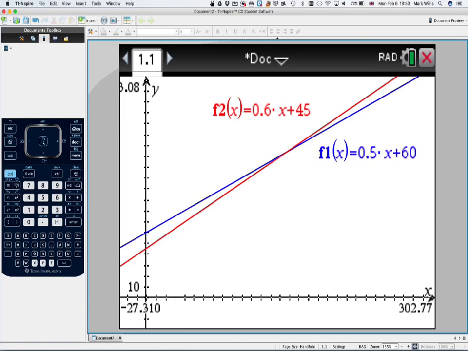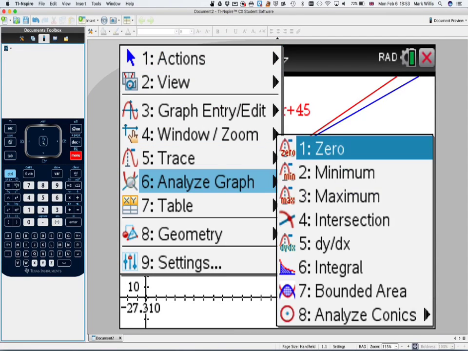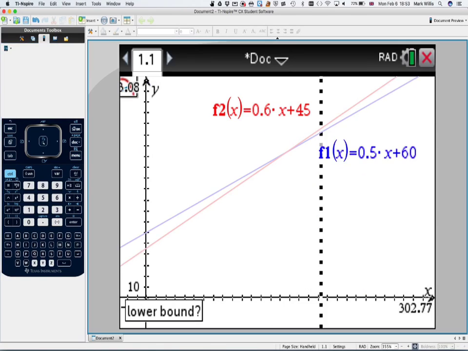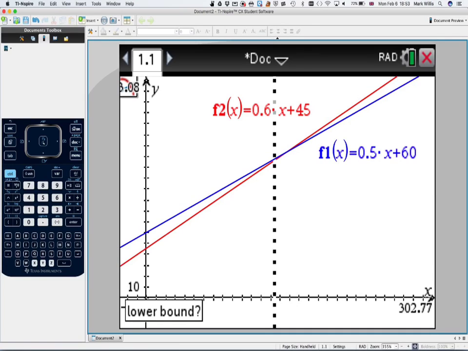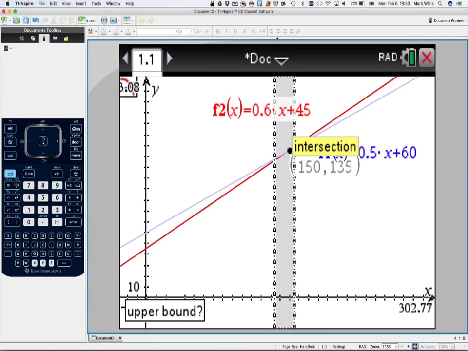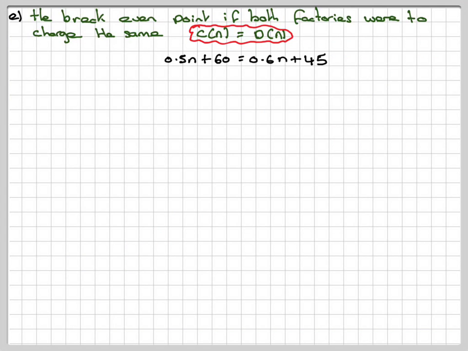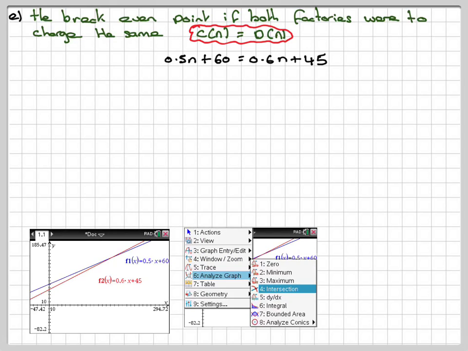Okay, we're interested in finding the point of intersection. So we'll go to Menu, number 6, Analyze Graph, number 4, Intersection, and then we need to go to the left of the intersection, press Enter, and then to the right until we've gone past it, press Enter. So we know that n would have to be 150, and this will cost $135. Going back to this, there are the screenshots of that.